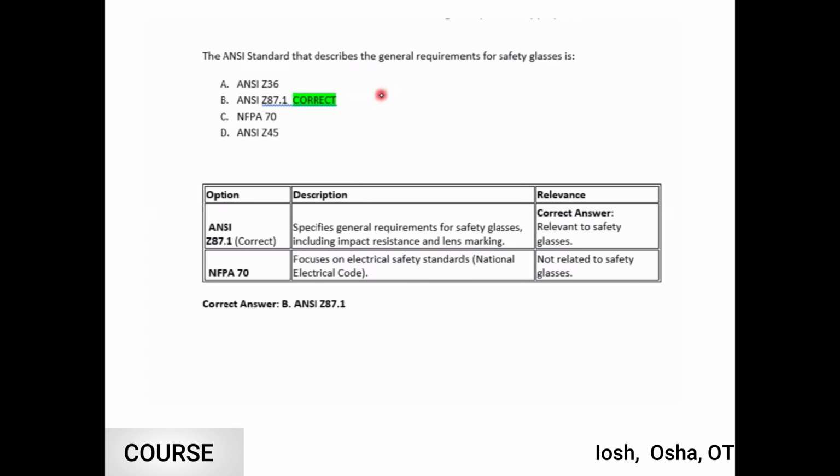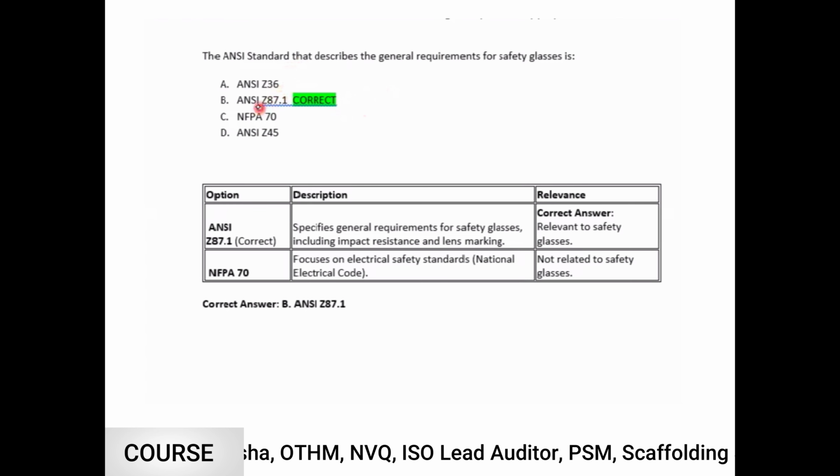Hello friends, today we will discuss the ASP CSP examination, and these are some of the previous questions. So let us move into the first question.